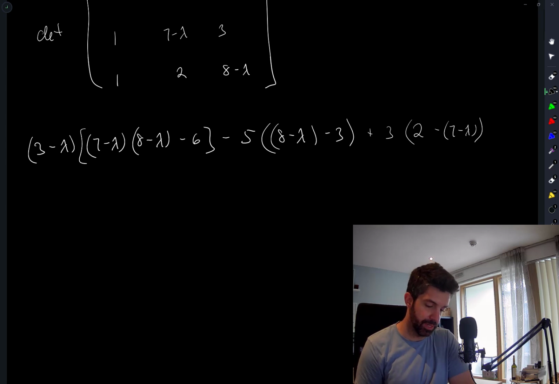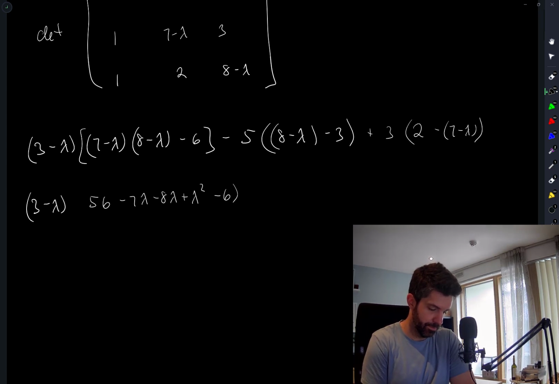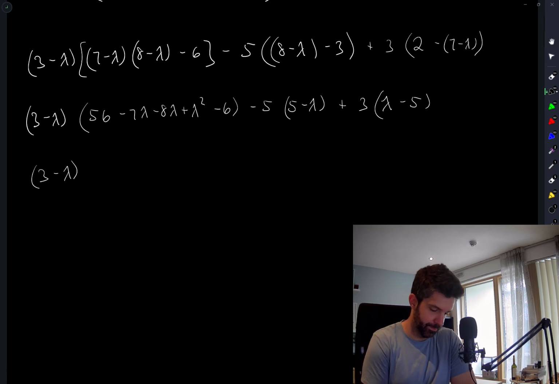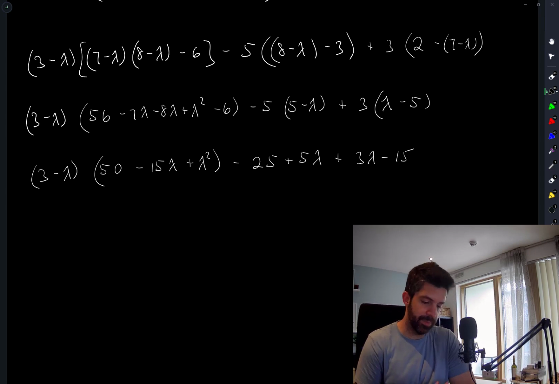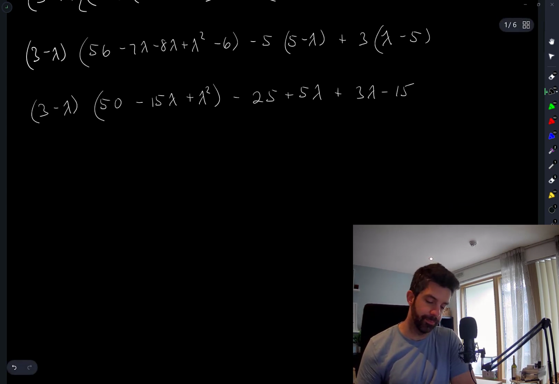I'll do a little bit of simplification here before I start substituting values of lambda. In fact, maybe I will just expand the whole thing to make the substitutions a little bit easier later on.